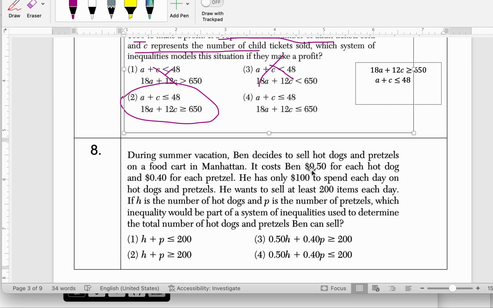So, during summer vacation, Ben decides to sell hot dogs and pretzels on a food cart in Manhattan. It costs 50 cents for each hot dog and 40 cents for each pretzel. He only has $100 to spend each day. So I'm going to tell you the prices, right? Hot dogs are 50 cents, so it's 0.50 H. I'm going to make sure you can see that decimal.